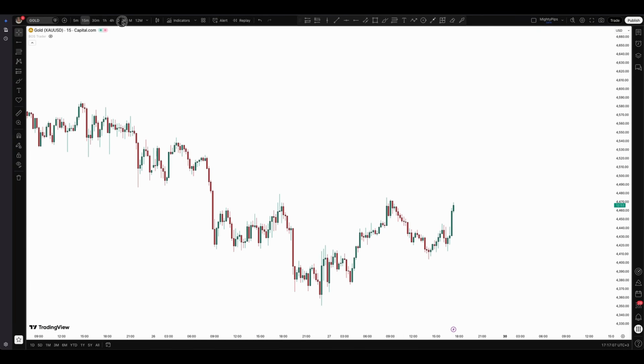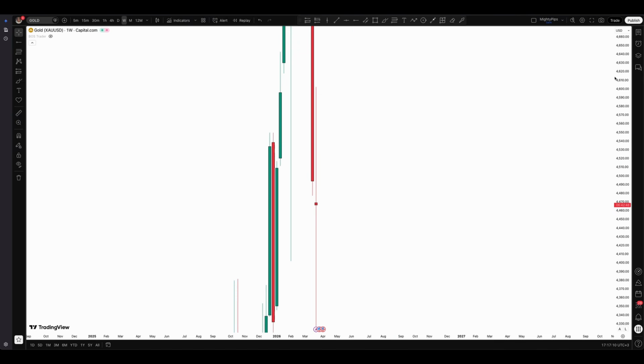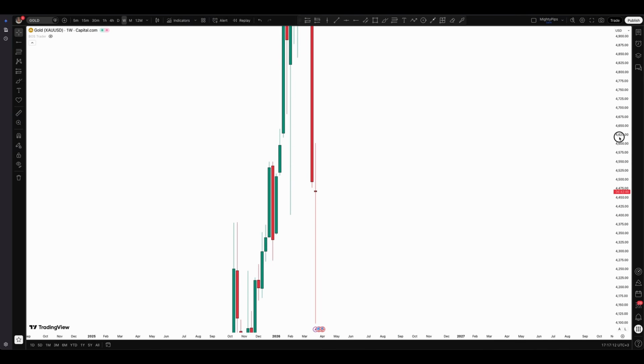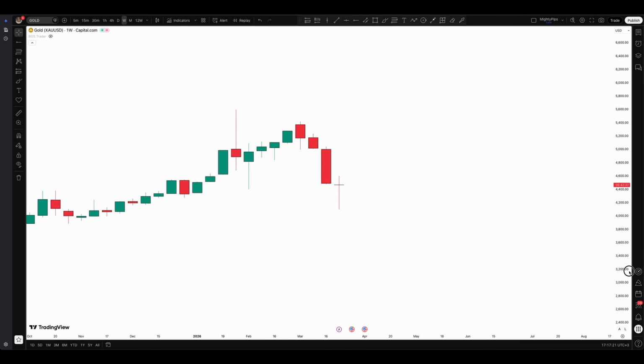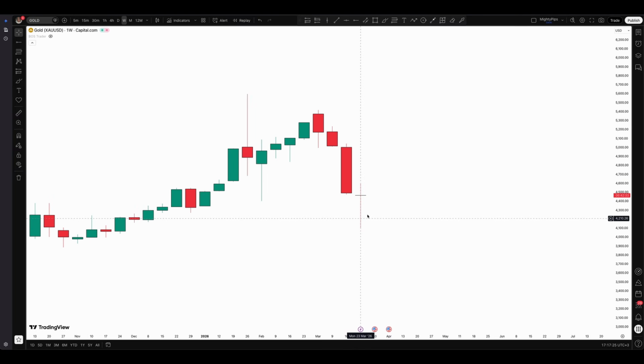When you go, for example, on the weekly chart, you first go on the weekly chart here to determine the bias. On the weekly chart, for example, this candle here, which is a doji, is currently printing on this weekly time frame. I'm recording this on a Friday, which means this week is closing as a doji.